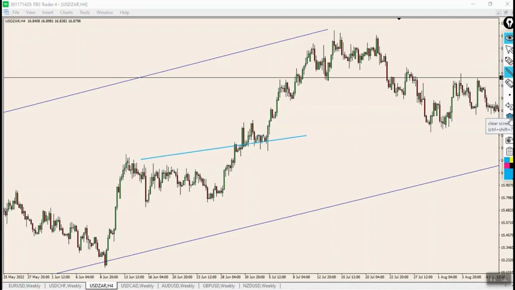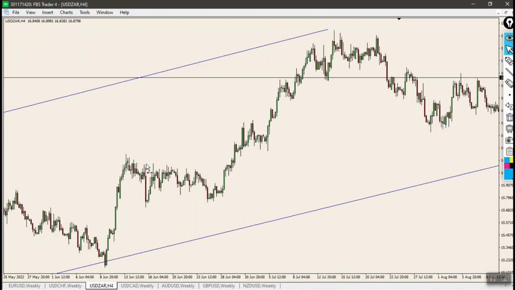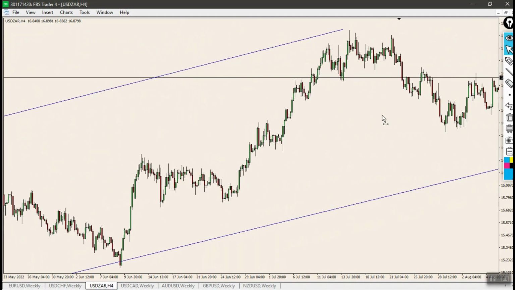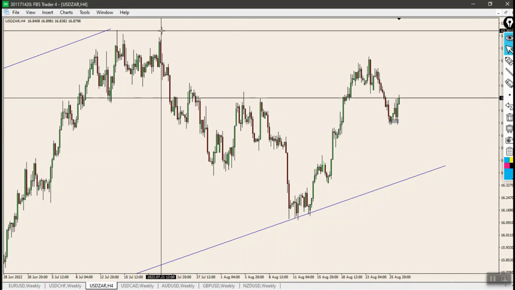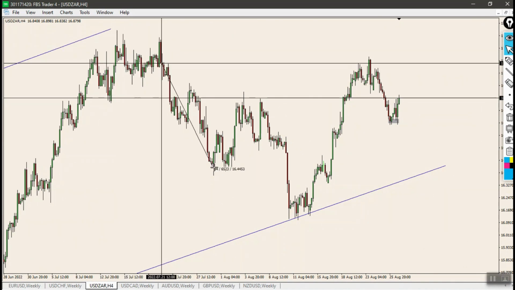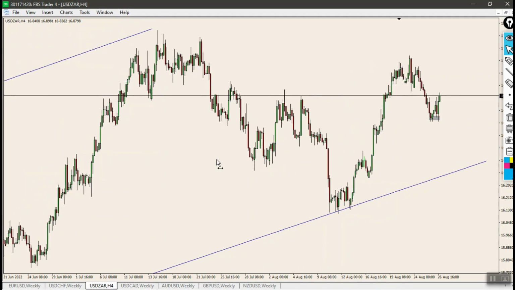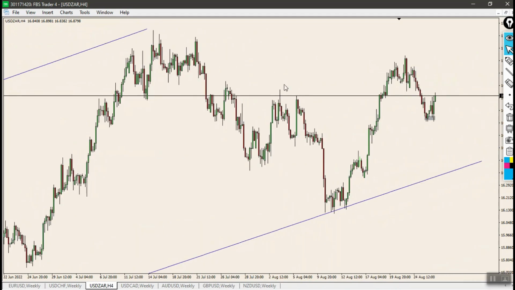Sorry, hold on. Yes, so there were a bunch of continuation patterns, and then we have a double top here. We have a double top, which is the first touch, the second touch, and then we have a 600 or a 700 pip drop before this structure was built.